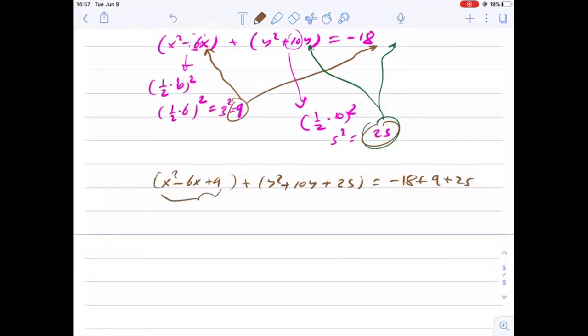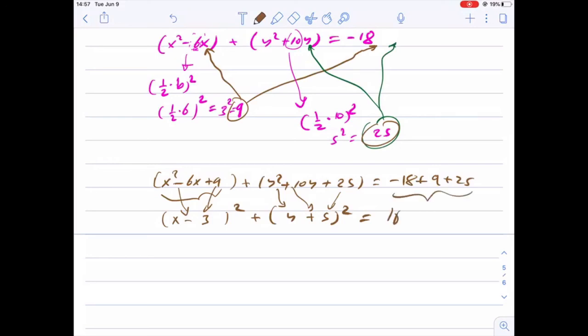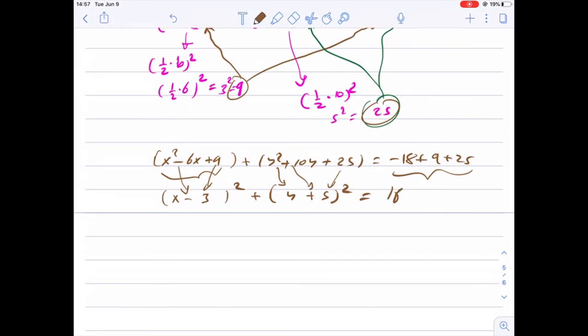Now this is a complete square, so we can write it this way. x, the middle sign is negative, and the square root of 9 is 3, squared, plus y, the sign of the middle term is plus, and the square root of the last term is 5, squared. On the right hand side, if we compute this, we get 16. And then we have this equation. This is the equation of the circle written in the standard form.